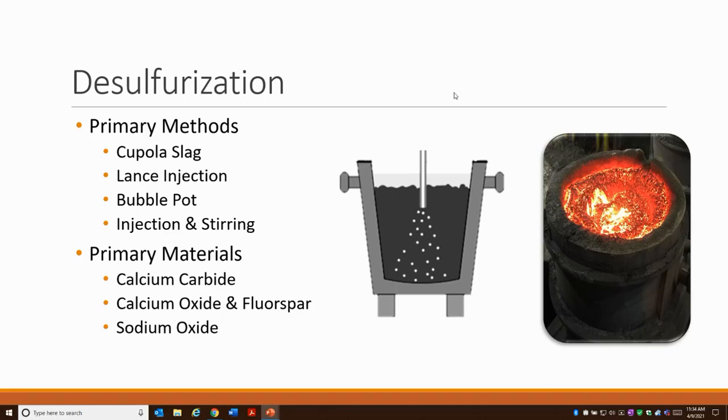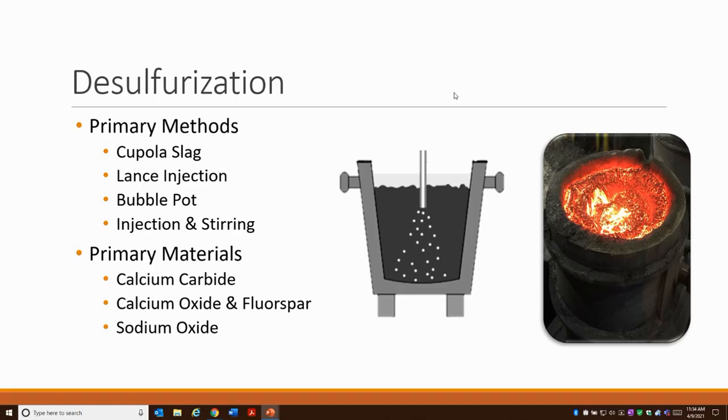There's a few primary methods of desulfurization. The cupola slag can actually desulfurize the material as it drops through the slag. You can inject the material with a lance, and typically you'll inject it towards the bottom of the ladle and let it float up, and that'll actually pull the sulfur out of the material. A bubble pot or injection with a stirring, it's a Wine-Stahl stirrer that'll mix in the material to remove the sulfur. Typically people will desulfurize with calcium carbide or calcium oxide and fluorspar, but the calcium oxide and fluorspar is more on the steel side, or sodium oxide.